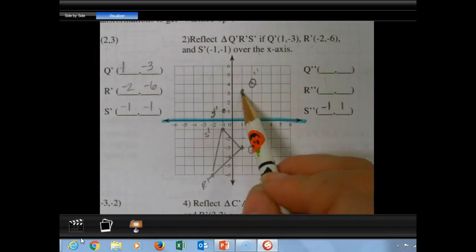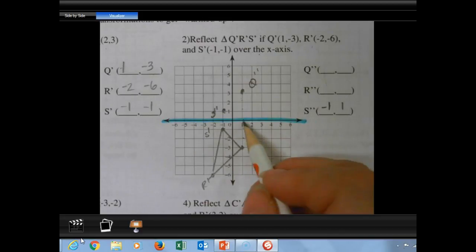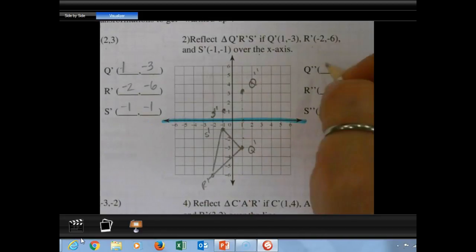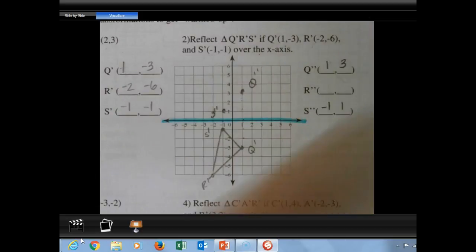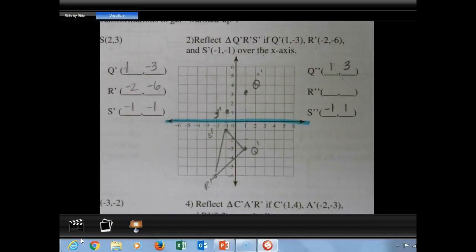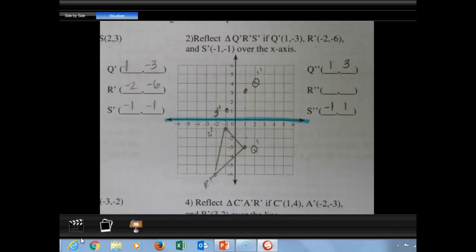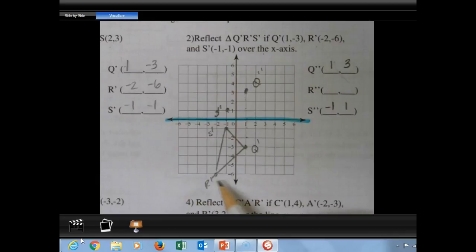Nate, can you tell me what the ordered pair for this Q prime prime is? X first? What's X? So I'm going to have 1, positive 3. X always before Y. That's how it happens in the alphabet. That's how it happens when we graph. That's how the ordered pairs are listed. X before Y, always. All right, so let's look at the last one.